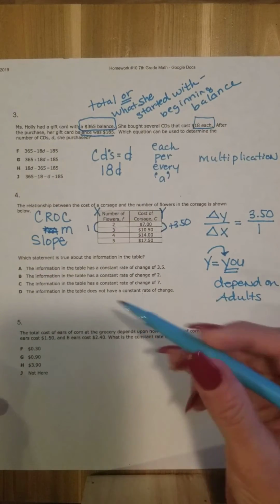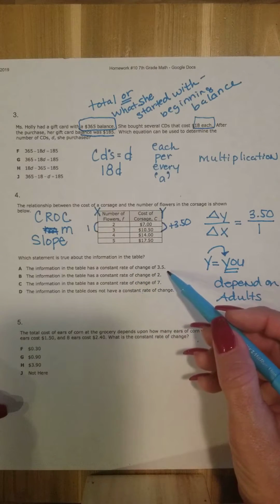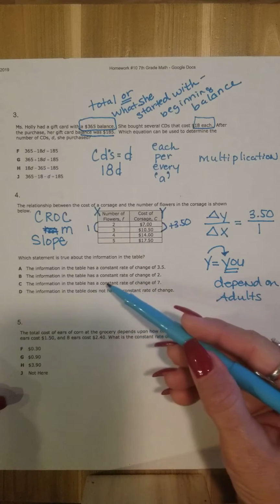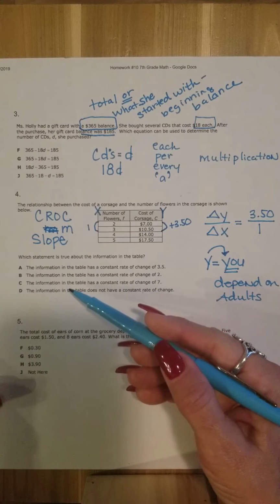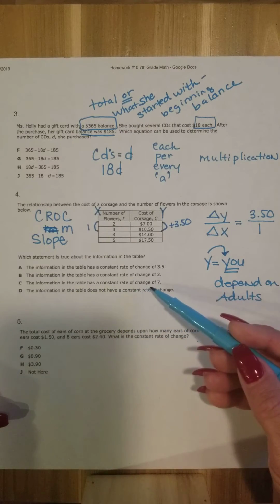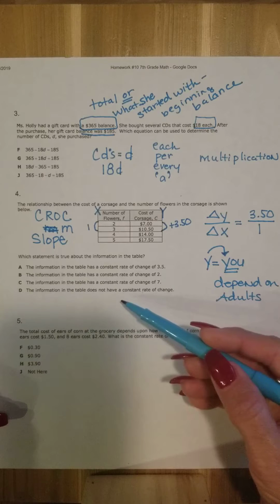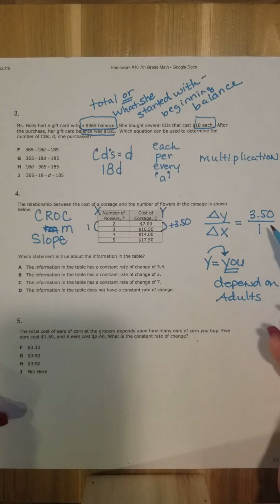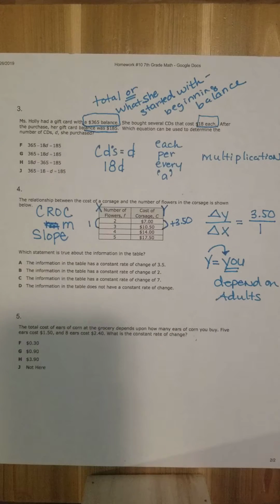Okay. So it's saying it's a constant rate of change of 3.5. The information in the table is a constant rate of change of 2. The information in the table has a constant rate of change of 7. The information in the table does not have a constant rate of change. Look at this and decide what it is.